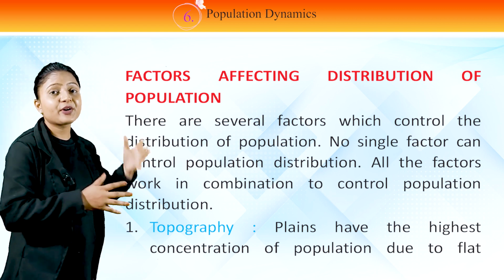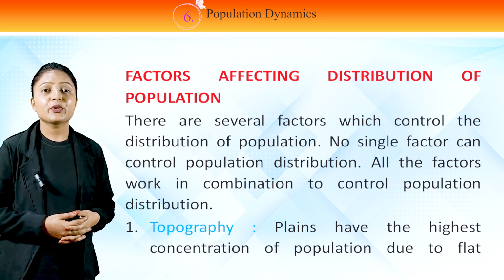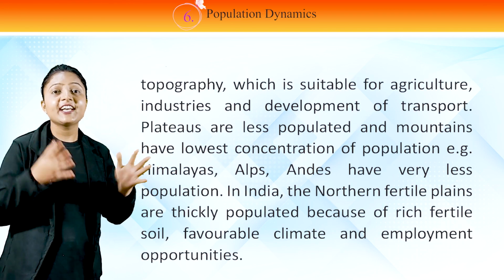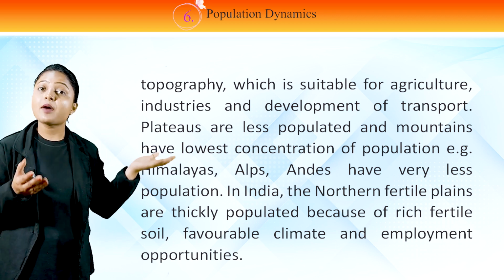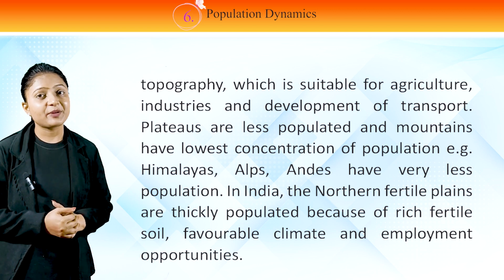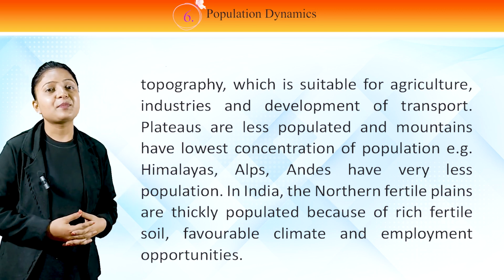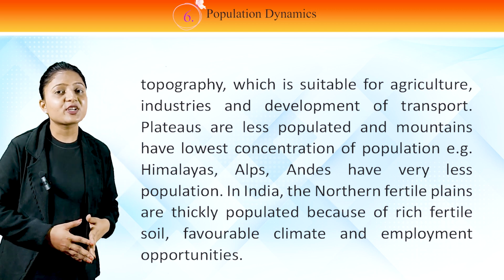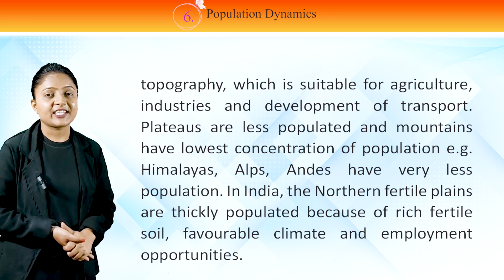Number 1. Topography. Plains have the highest concentration of population due to the flat topography, which is suitable for agriculture, industries, and development of transport. Plateaus are less populated and mountains have the lowest concentration of population. Example, Himalayas, Alps, Andes have very little population. In India, the northern fertile plains are thickly populated because of rich fertile soil, favorable climate, and employment opportunities.